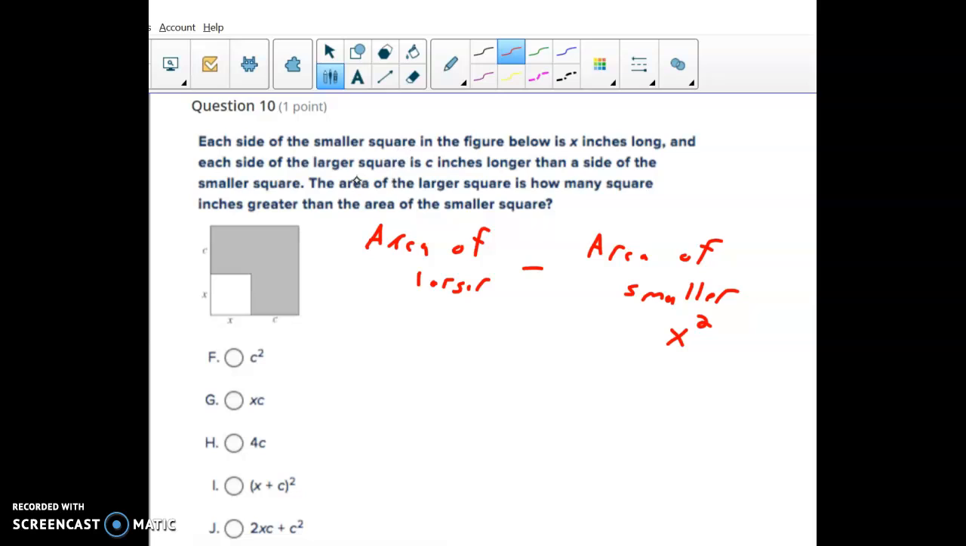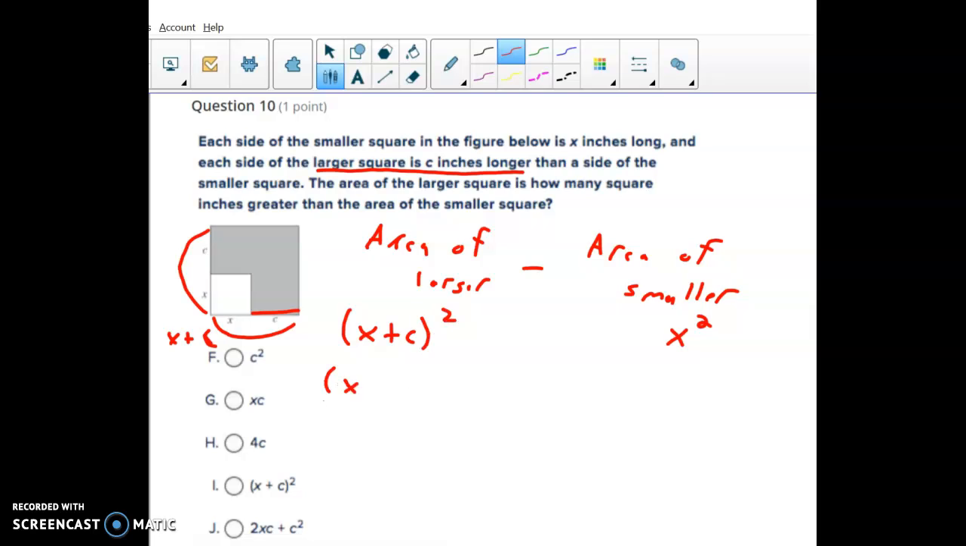So it says that the larger square is c inches longer. So that means this little part is c inches longer than the other square. So basically this whole side and this whole side, they're the same thing in the square, are x plus the extra c that goes behind it. Right? So to find the area of this big square here, we have to do x plus c squared.